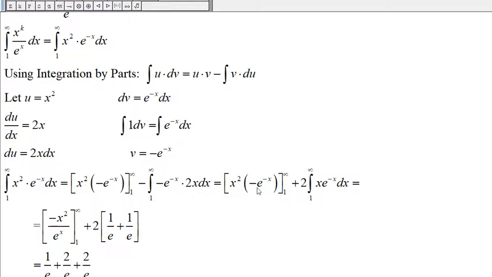So we end up with x squared times e to the negative x. And then here we have a 2, and then here we have x times e to the negative x times dx. But we just did this. We just completed this integral right here earlier. And the result for this integral was 1 over e plus 1 over e. So this part right here would be negative x squared divided by e to the x, and we evaluate from 1 to infinity. And again, this integral we have just finished. This integral right here is 1 over e plus 1 over e.